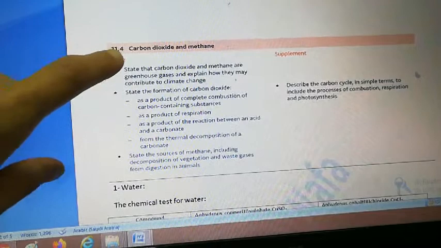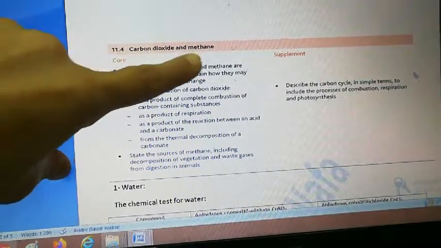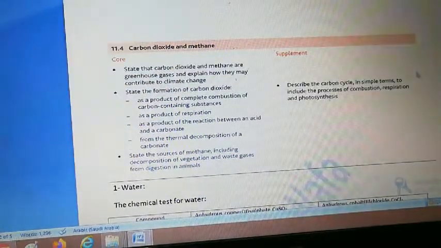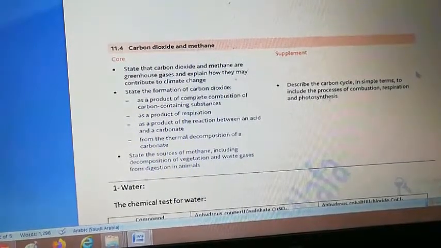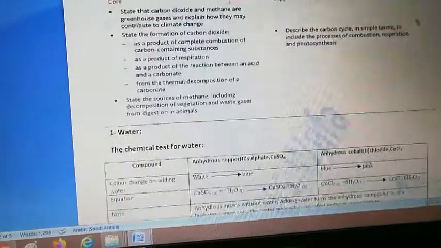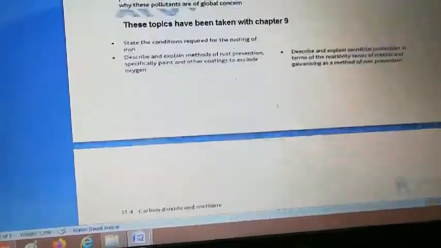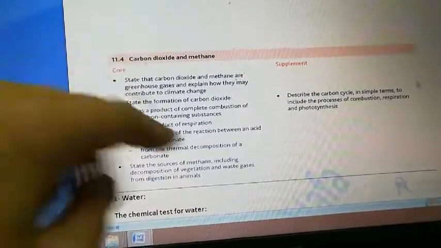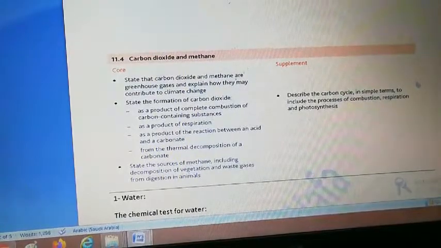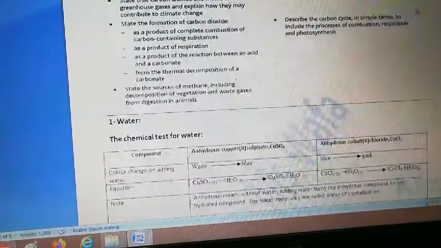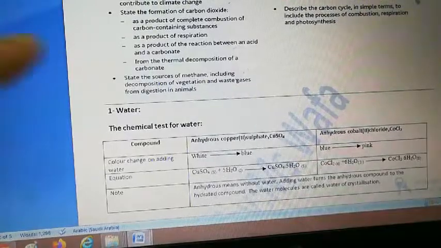The last topic, which is 11.4, is carbon dioxide and methane, and about global warming and the greenhouse effect. So these topics will be taken in this chapter. As I told you, don't memorize the first page up to this black line. This is just a syllabus, so don't worry about it. So our chapter starts from water.